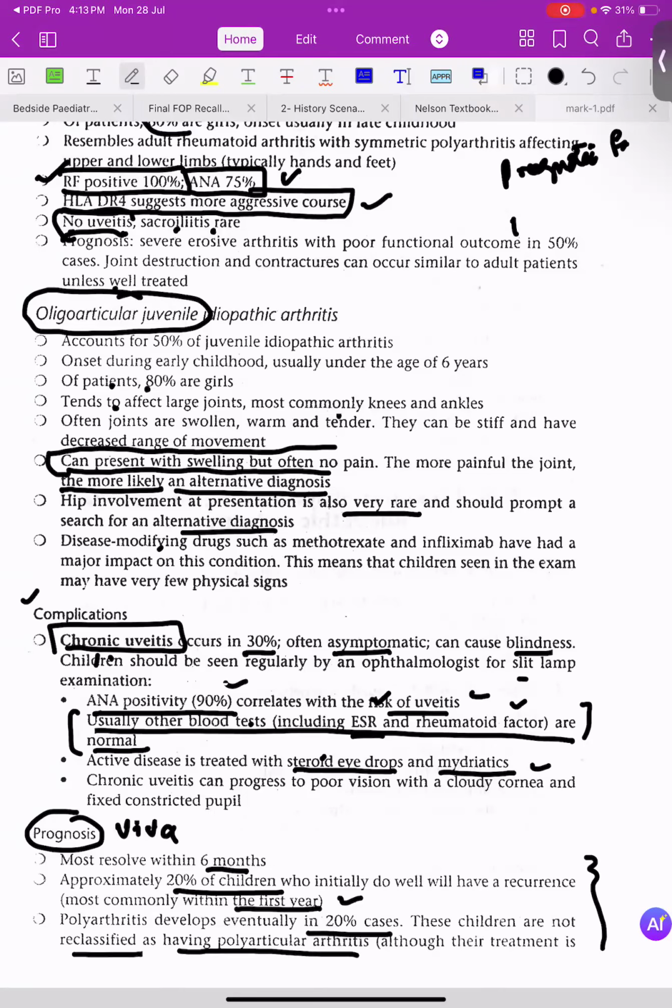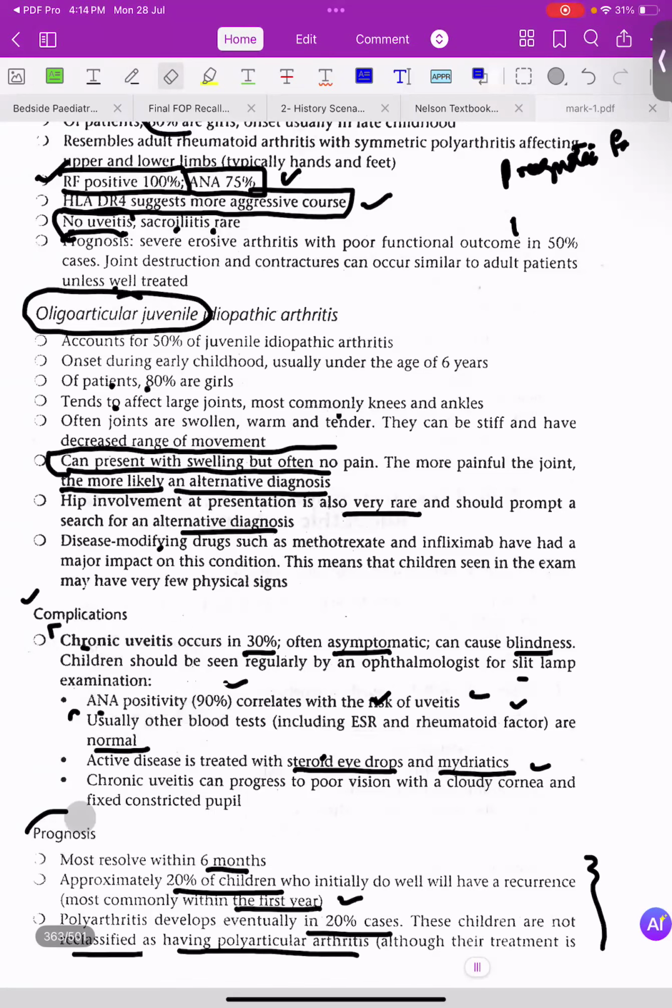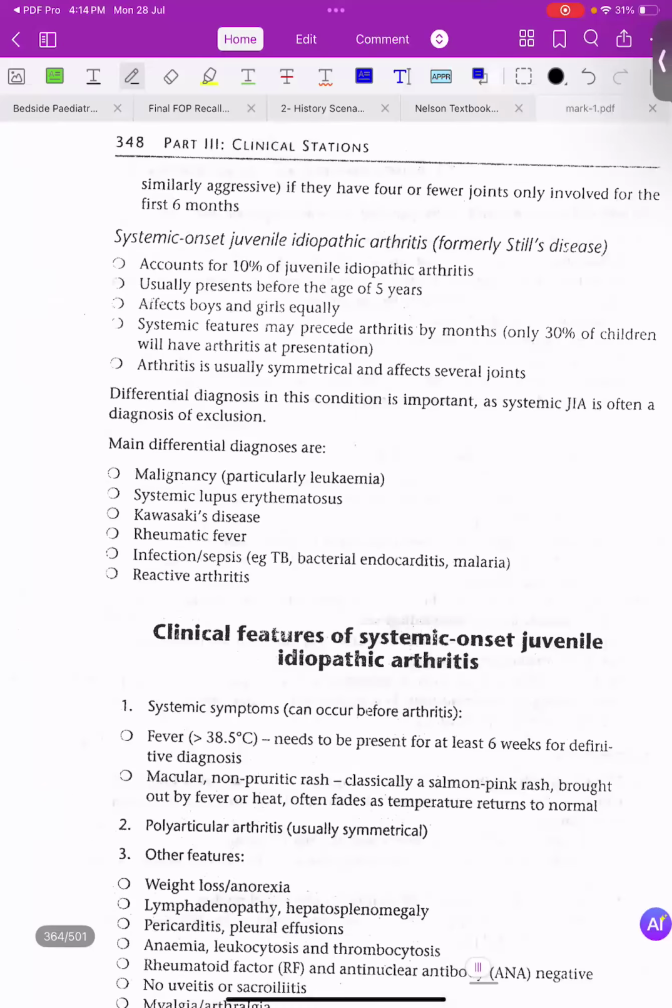So, can anyone tell me what is extended oligoarticular and what is persistent oligoarticular? What is persistent and what is extended oligoarticular? Dr. Arifa? Okay, see here. We have decided on the JIA criteria: its duration is 6 weeks, and my joint involvement was 3 or fewer joints. Then I will see over a period of 6 months.